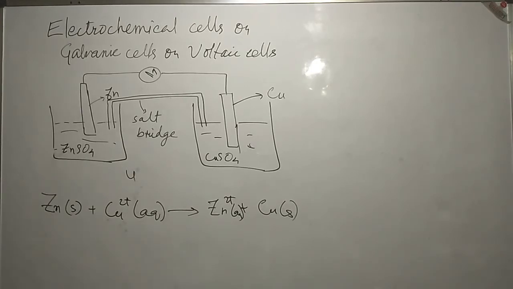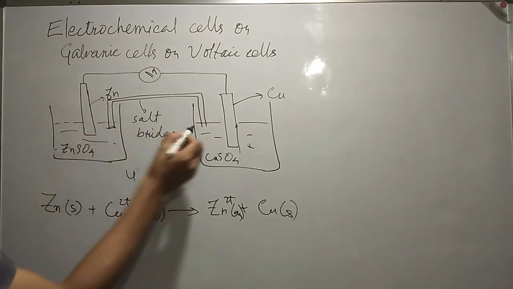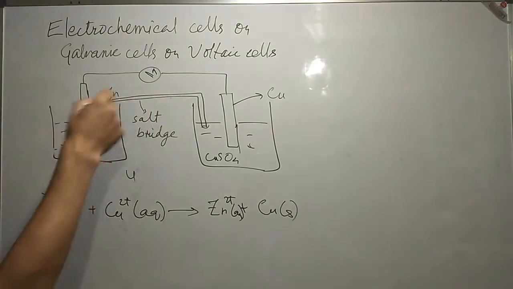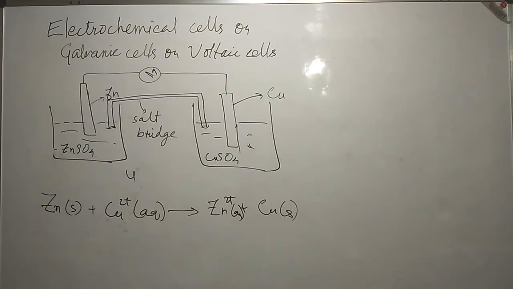Then there is a salt bridge. A salt bridge is an inverted U-tube fitted between these two containers, and this U-tube is filled with a saturated solution like KCl, KNO3 or NH4NO3, any one of them. The function of the salt bridge will be introduced later on.